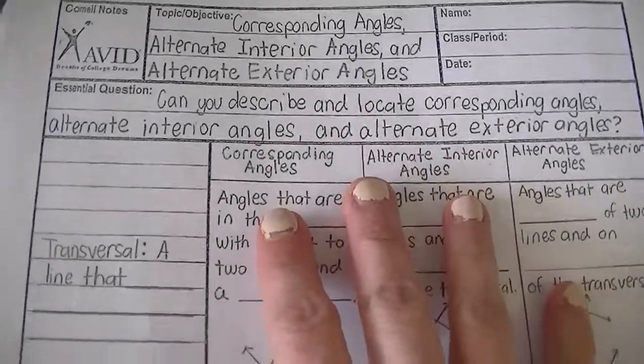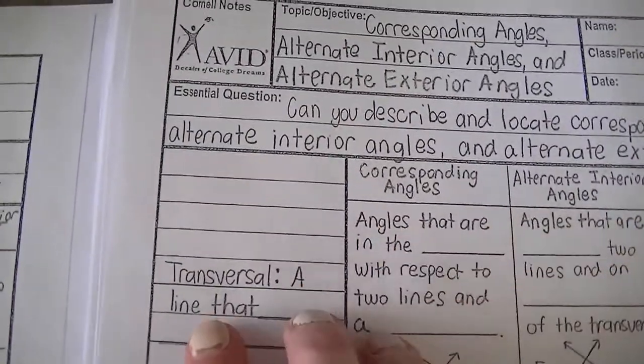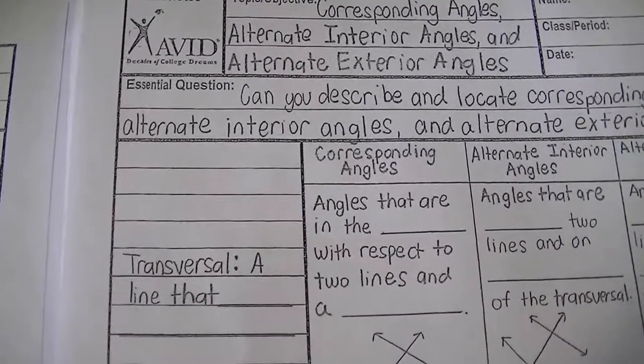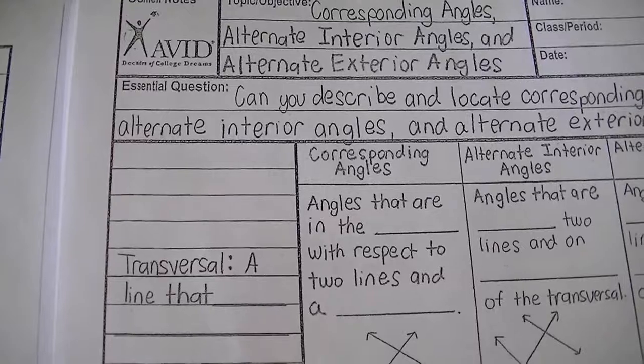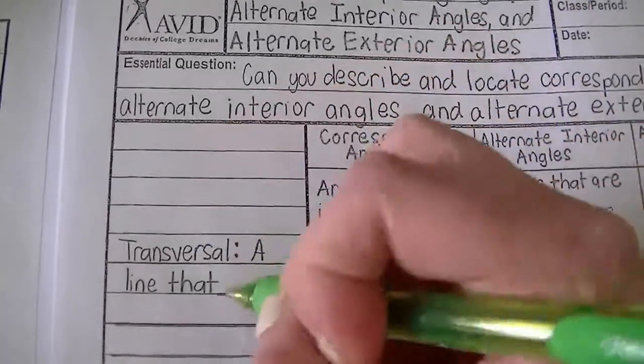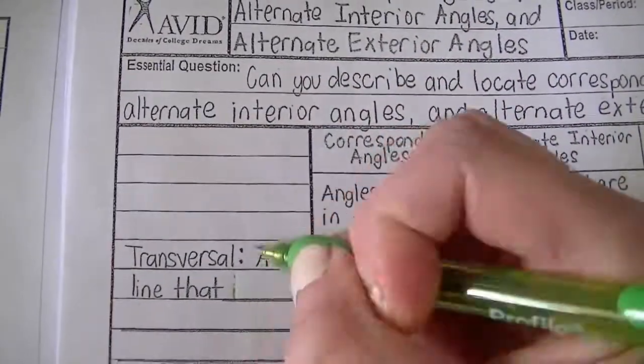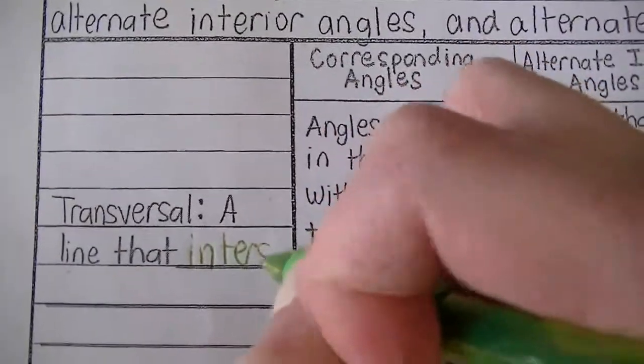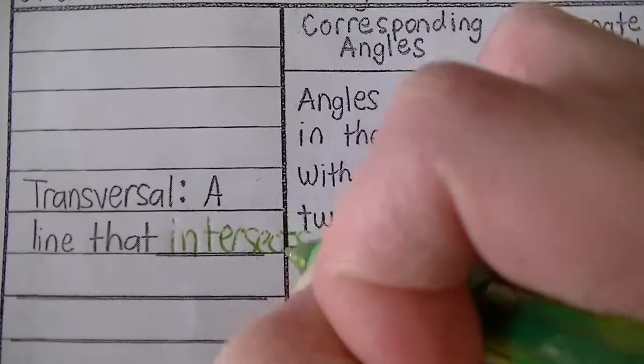But before we get started on that, I want us to know the definition of something called a transversal. A transversal is a line that intersects 2 or more other lines. Intersects means like cuts through or passes through. Okay, that's a T.